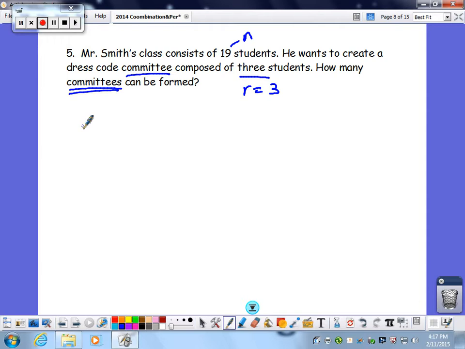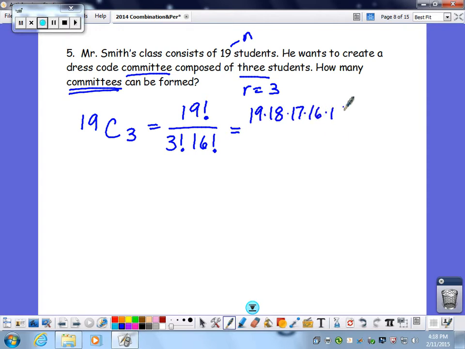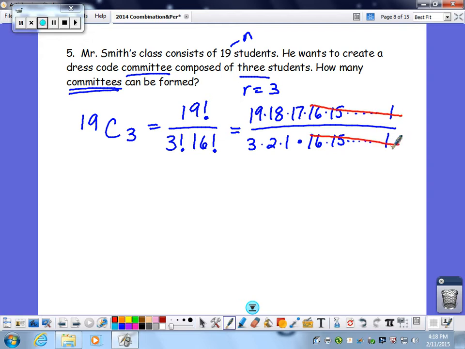All right, so what have I got? I've got 19, I want a combination 3. I want 19 choose 3. So I've got 19 factorial over 3 factorial, and the difference, 19 minus 3, is 16 factorial. Let's think about simplifying this. That 19 factorial means 19 all the way down to 1. I'm not going to write all of those. I've got 3 factorial, which is 3 times 2 times 1, and 16 factorial, which is 16 all the way down to 1. Hopefully you can start to simplify this in your head. I can get rid of my 16 all the way down to 1.